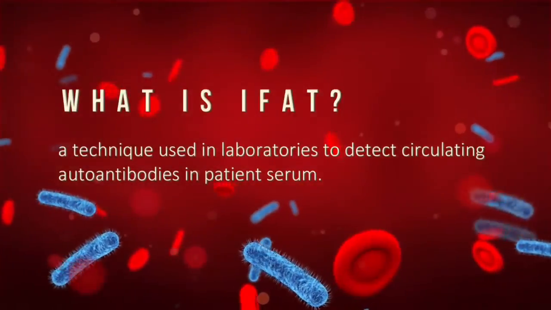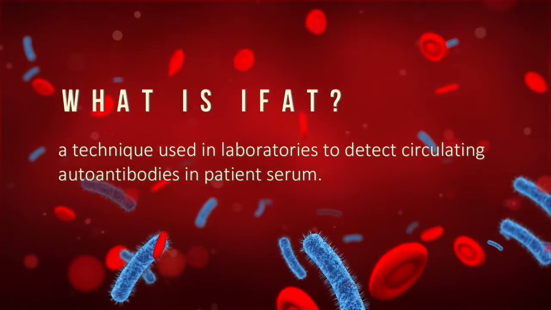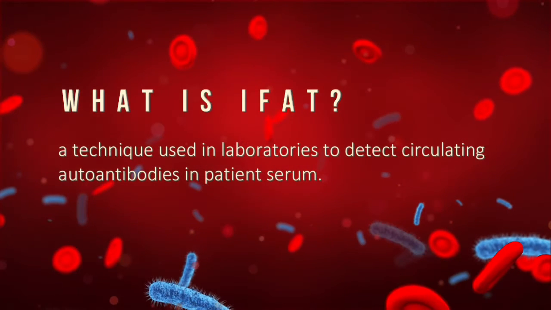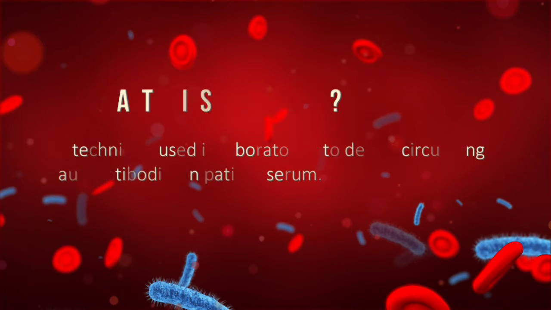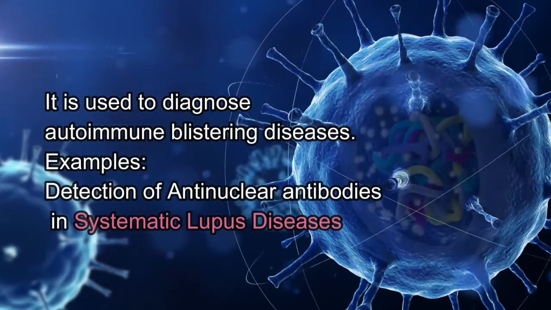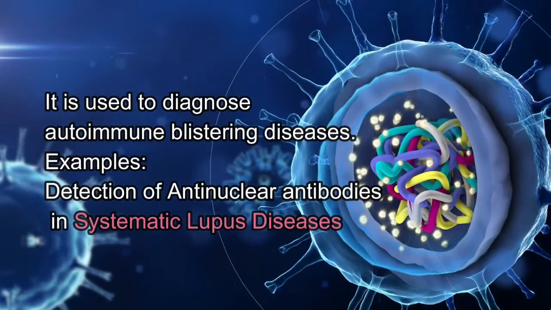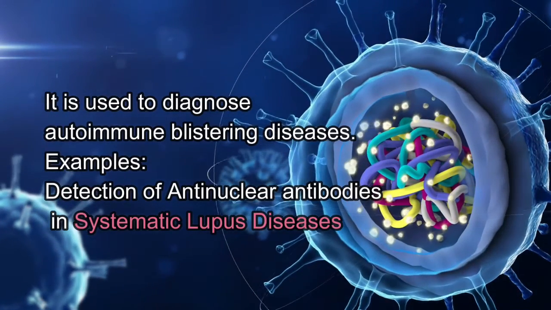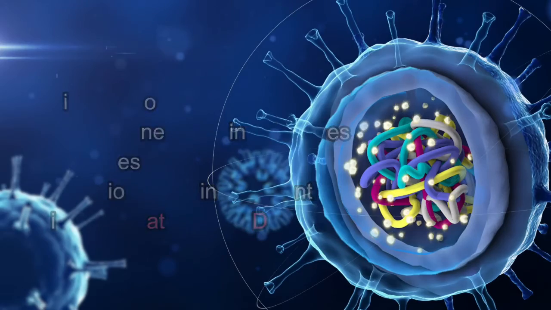What is IFAT? Indirect immunofluorescent antibody test (IFAT) is a technique used in laboratories to detect circulating autoantibodies in patient serum. It is used to diagnose autoimmune blistering disease. For example, it is used to detect anti-nuclear antibodies in systemic lupus disease.